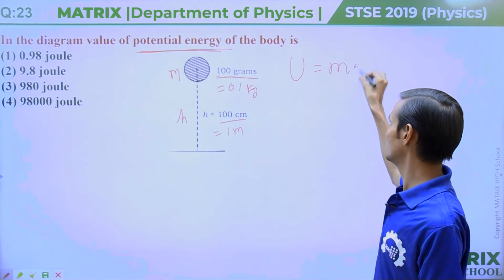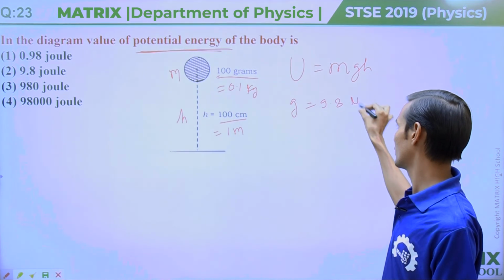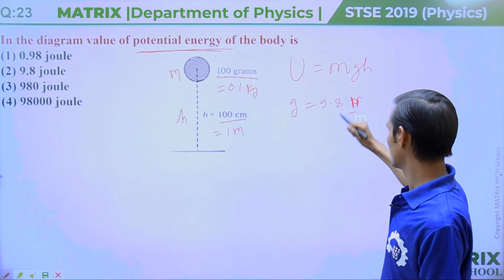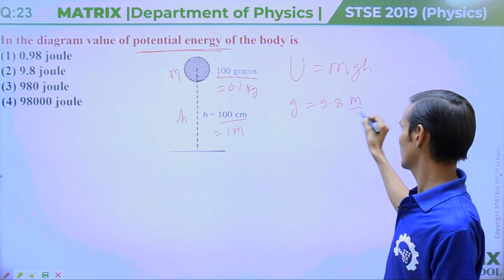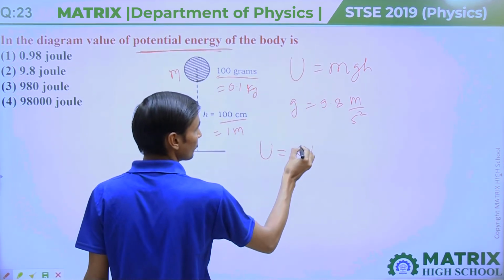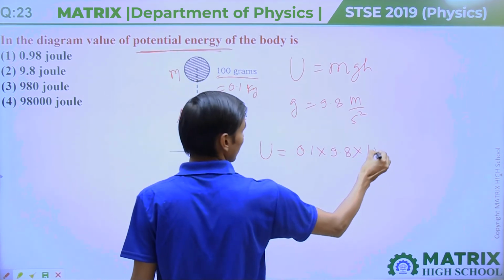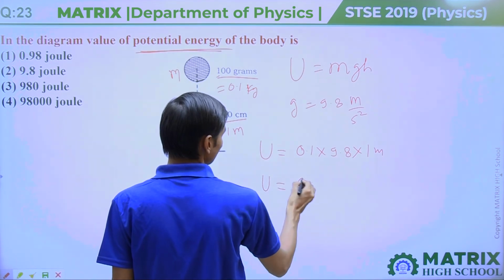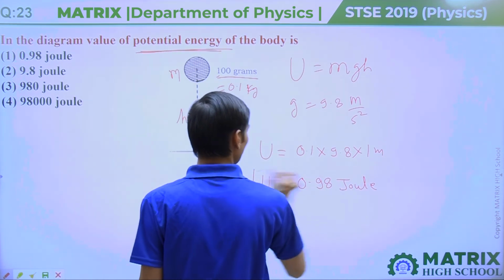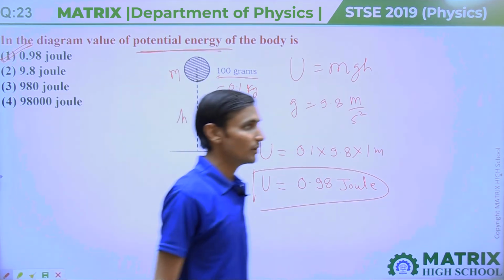Potential energy is called mgh, where g is 9.8 meter per second square. So potential energy of this body U equals mass 0.1, g 9.8, and h is 1 meter. So potential energy will come 0.98 joule, and that is given in first option. So your correct answer will be option number first.